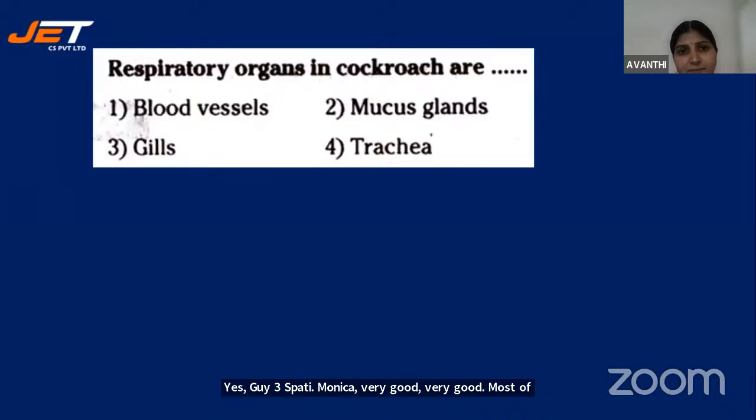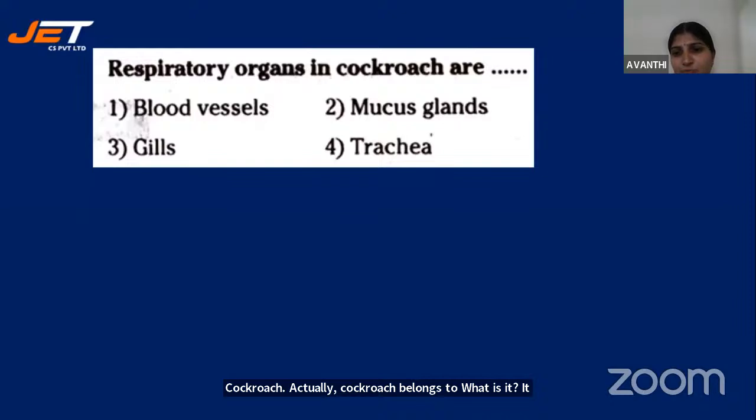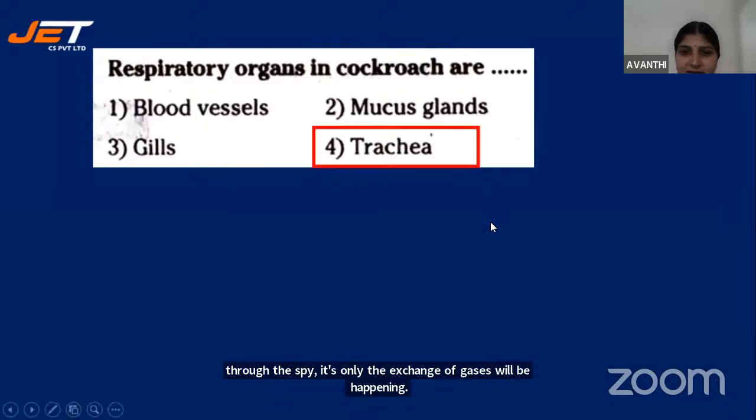It is actually trachea. So trachea are the respiratory organs in cockroach. Actually, cockroach belongs to, what is it? It is an arthropod. In most of the arthropods, that is insects, trachea are the respiratory organs. These organisms have spiracles, so through the spiracles only, the exchange of gases happens. That is trachea. So trachea is the correct answer. Very good.